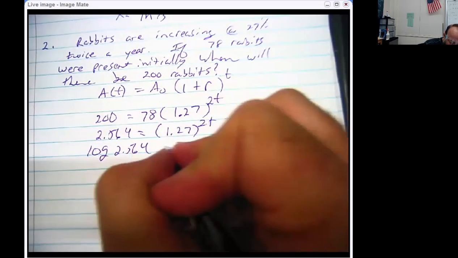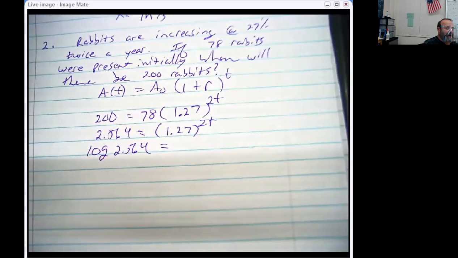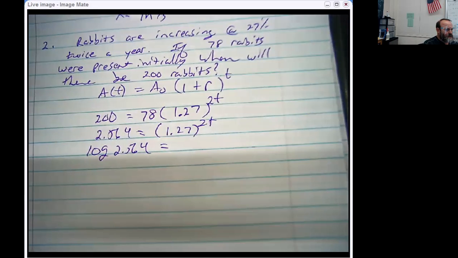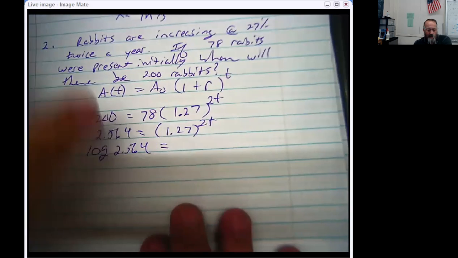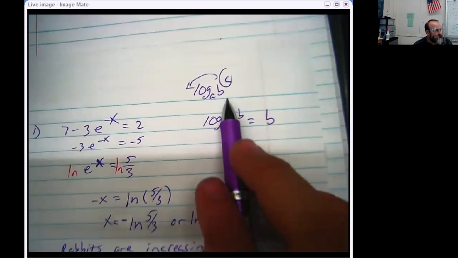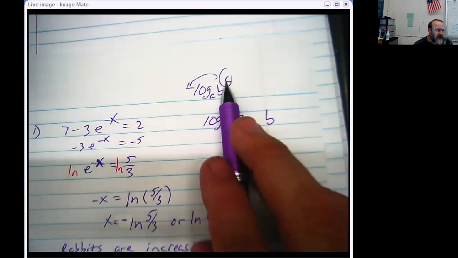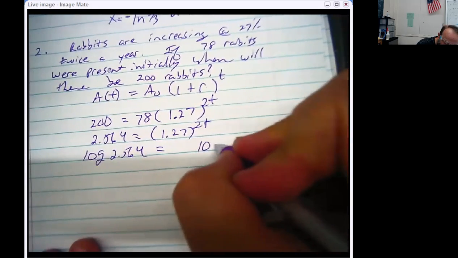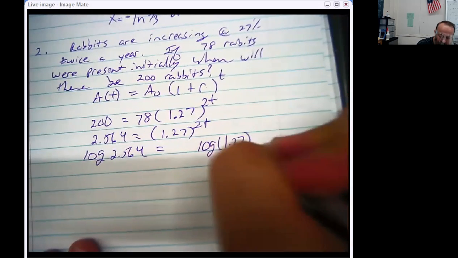Now again, what was the whole reason we would take the log of both sides? Why do we do that? Okay, go back to this thing. Why do we take the log? Because what logs allow to happen is it allows exponents to just become little wimpy coefficients. So if I took the log of this side, what's going to happen to the 2t?